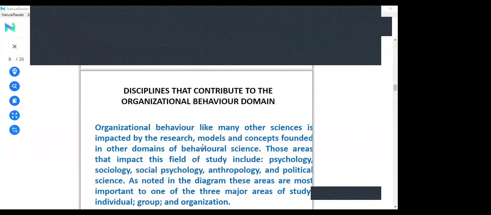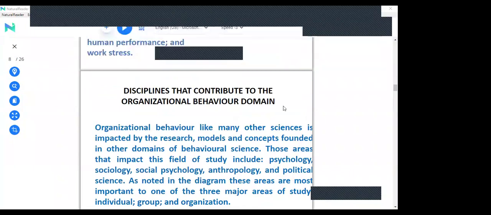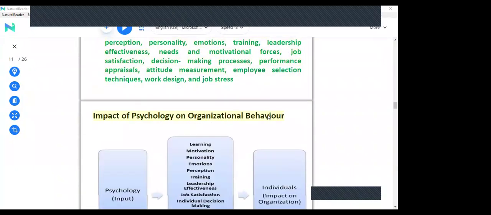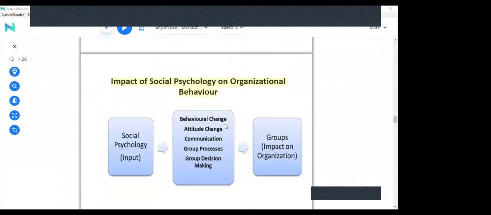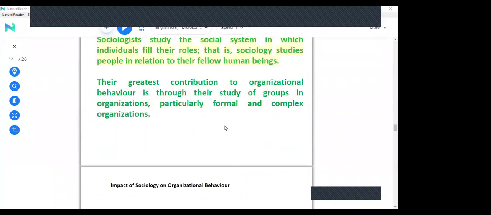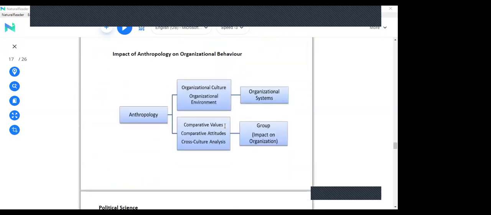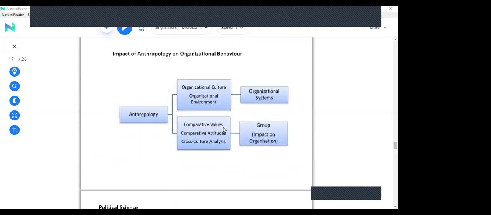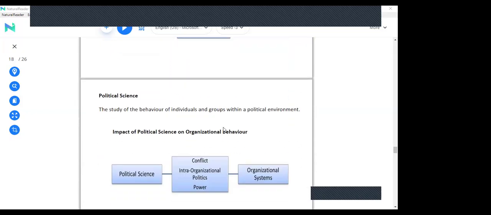And what's organization behavior? Disciplines that contribute to the organization behavior domain. Here is the point. Psychology, we finished. Social psychology also we finished. And sociology, anthropology. Yeah, the point, I think, is political science. Okay, we have to take a small idea about the political situation. But I think I remember I gave you some idea about political science and organization behavior.